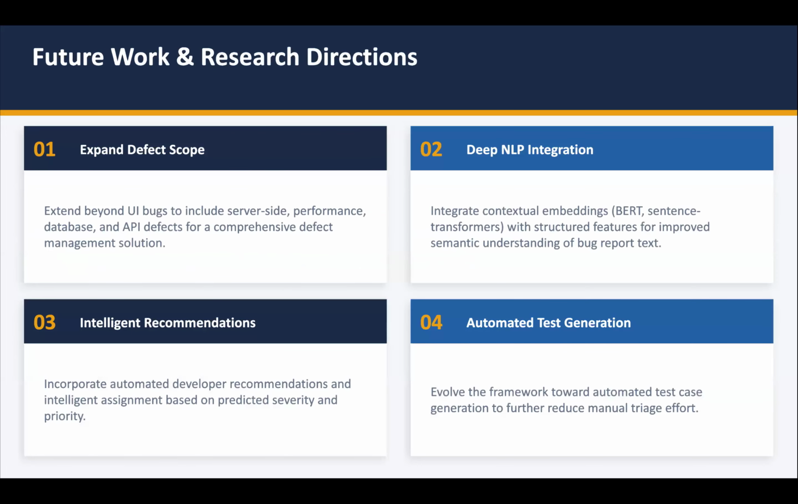So next, moving to the future work, looking ahead, we see four key directions. We plan to expand the framework beyond UI bugs to cover server-side, database, and API defects. We'll integrate deep NLP embeddings like BERT and sentence transformers to better handle unstructured bug descriptions. We are also exploring intelligent developer assignment, where the system not only predicts severity and priority, but recommends who should handle the fix. And ultimately, we aim to close the loop with automated test case generation.